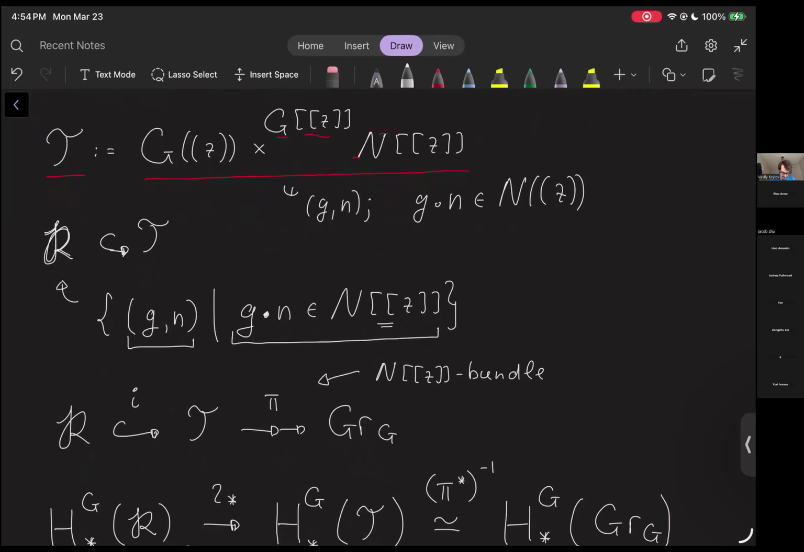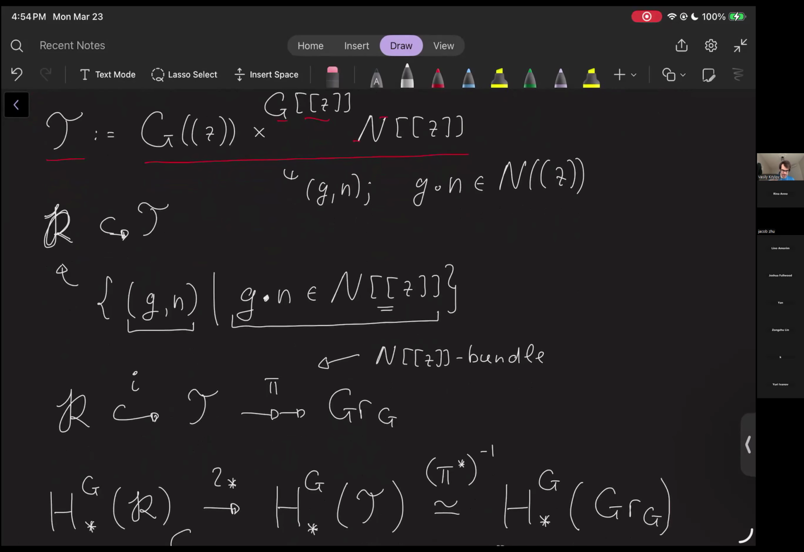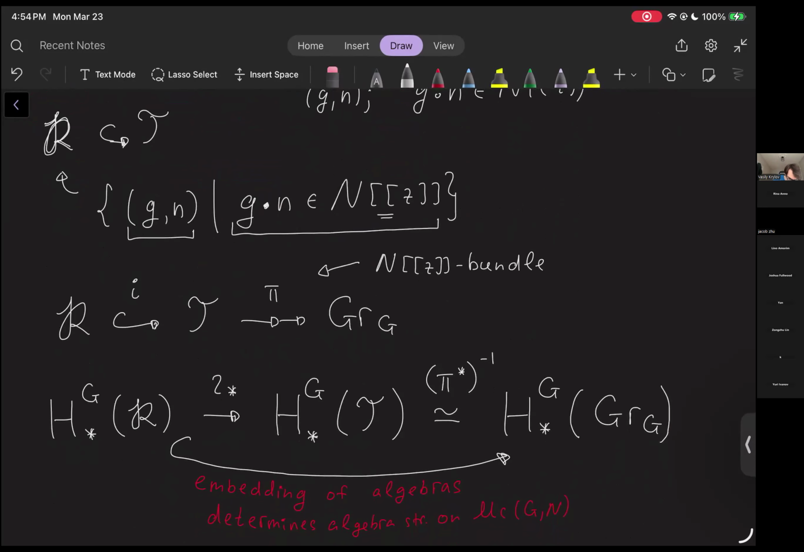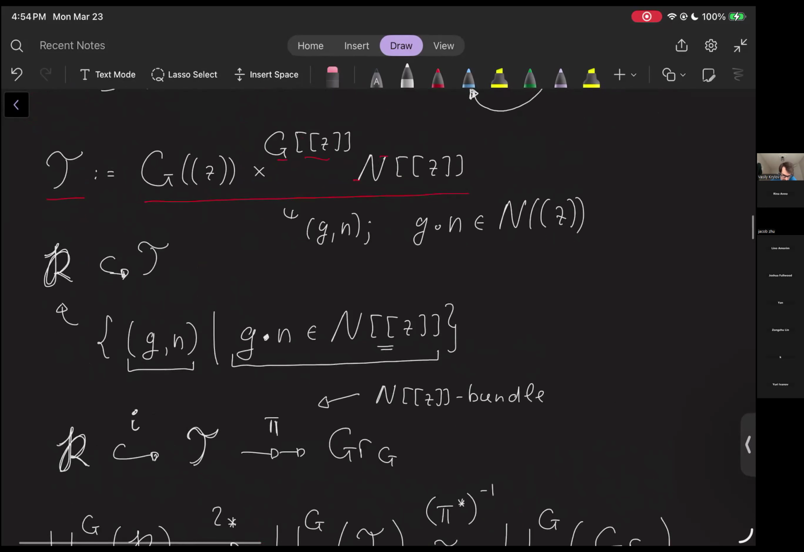Okay, and then again, how to think about the multiplication structure on our Coulomb branch. It works as follows. We have this space R, which embeds inside this T by a closed embedding, and we also have a projection to the affine Grassmannian. Remember that T is just the associated bundle, so we can forget about the second coordinate and get a map to the Grassmannian G. Remember that G is just this quotient, and that gives us an N of Z bundle, an infinite dimensional affine bundle.